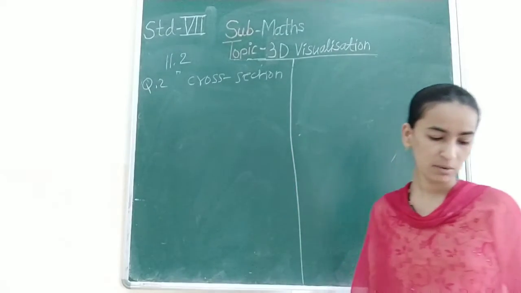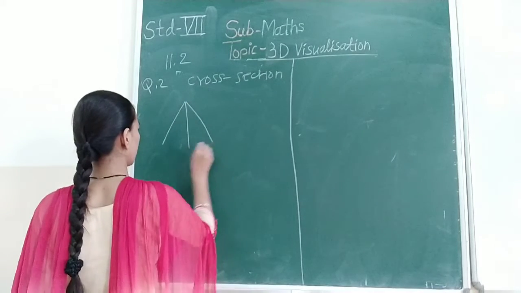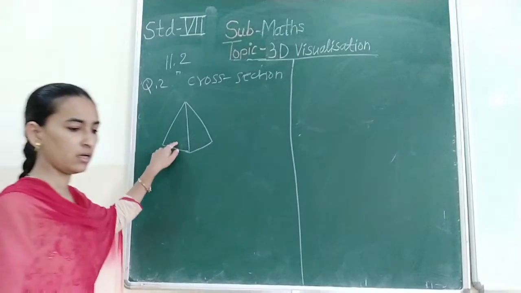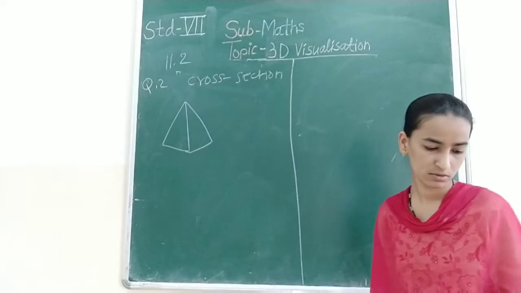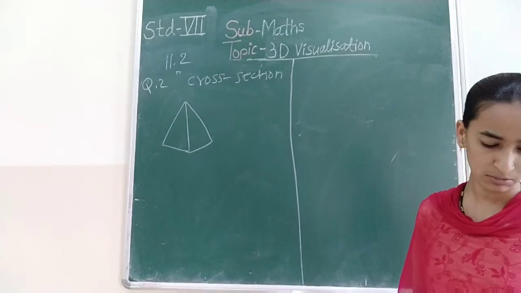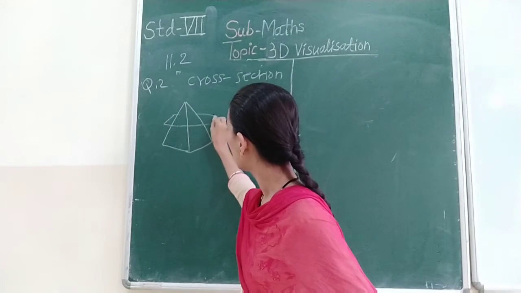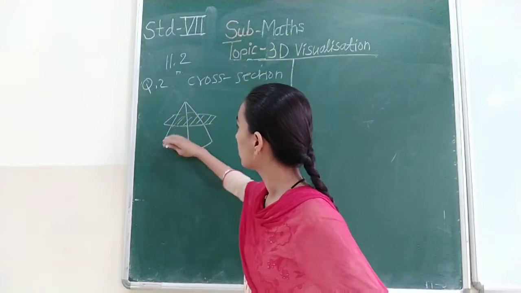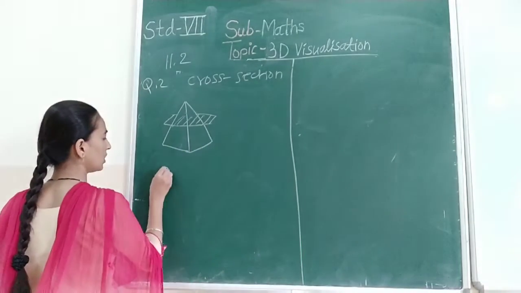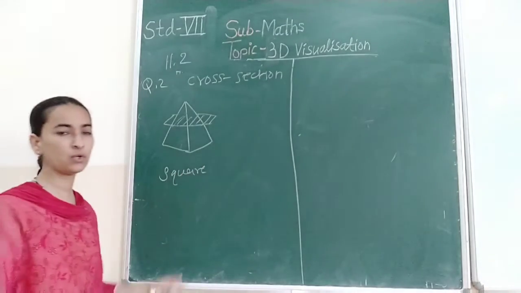Now the first is a pyramid. A pyramid looks like this. Yes. It is a square pyramid, but if we cut it horizontally. Horizontally means from this side. If we cut from this side, upward side, what will happen? If we cut this, what will you get? You have to imagine that it gives a square.